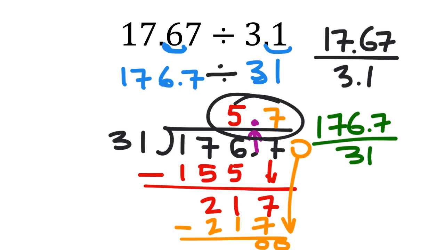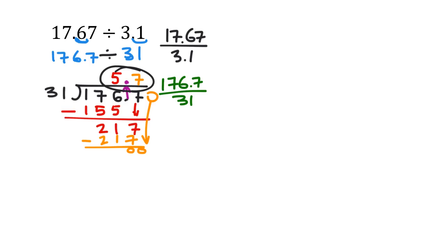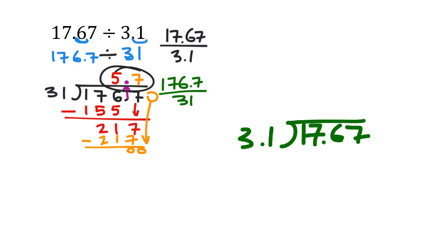To address that, let's say that we didn't move the decimals. So let's write this problem out. Long division, right? 17.67 divided by 3.1. Now here's where this becomes a problem. I'm looking at 3.1 instead of 31, right? Well, how many 3.1s are in 17? I don't know, 5 maybe.